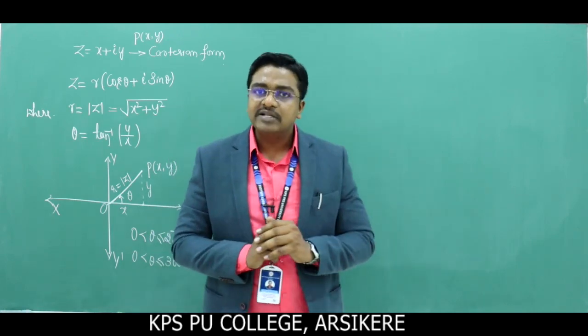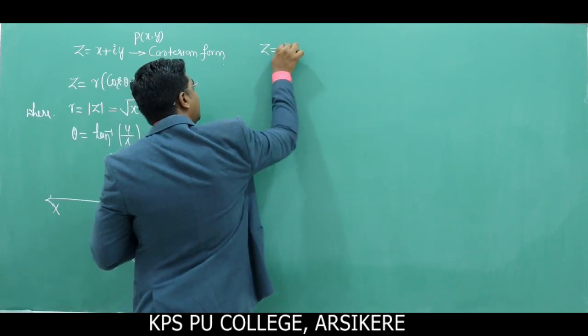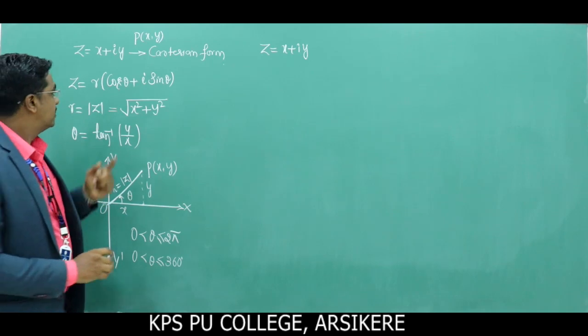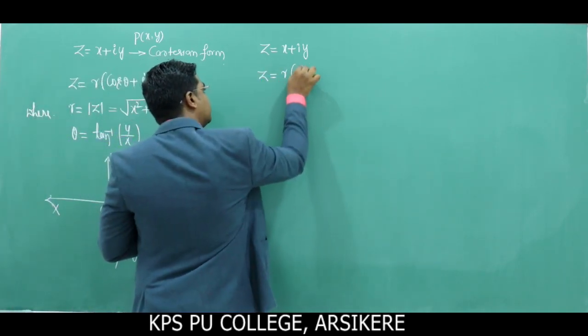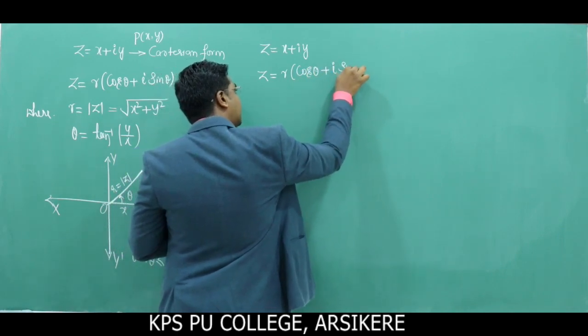Then how to find the principal argument? We have the same thing. z is equal to x plus iy, and the polar form is z is equal to r times of cos theta plus i sin theta.